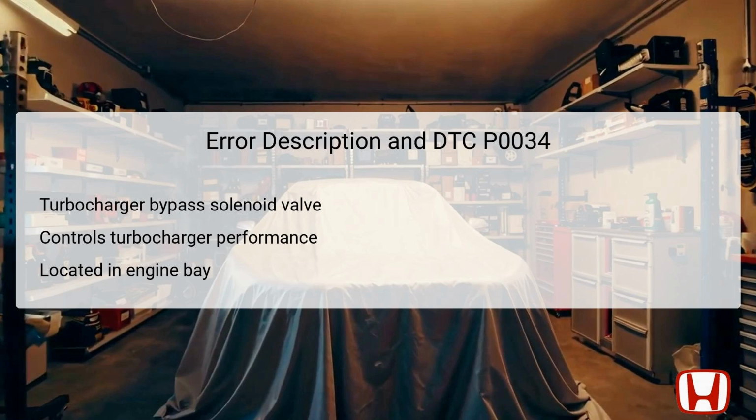DTC P0034 indicates a problem with the turbocharger bypass control solenoid valve circuit, specifically a low voltage condition. This solenoid is responsible for regulating the exhaust flow to the turbocharger, playing a vital role in controlling boost pressure and overall turbocharger efficiency. It's located in the engine bay, connected directly to the turbocharger system. When the circuit exhibits low voltage, it disrupts the solenoid's ability to operate, which can limit engine power or fuel efficiency. This issue is often associated with physical components, such as the solenoid valve itself, electrical connections, and fuses, and may affect the vehicle's ability to achieve optimal performance.